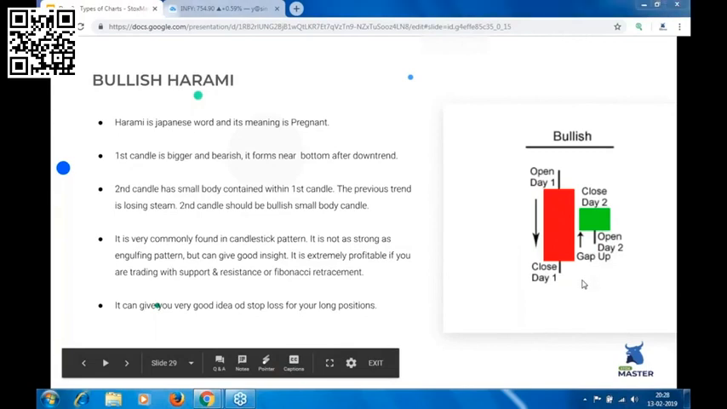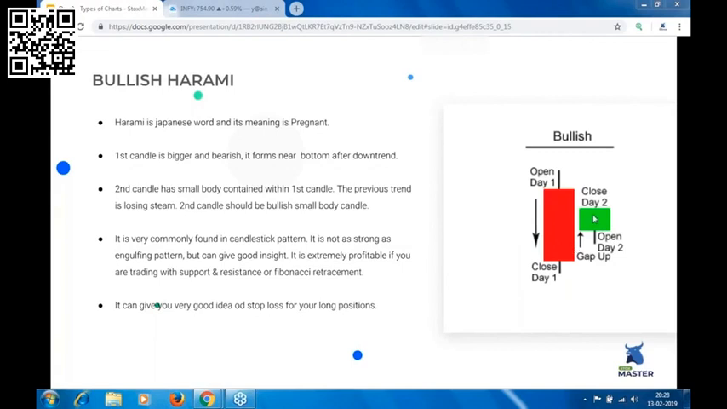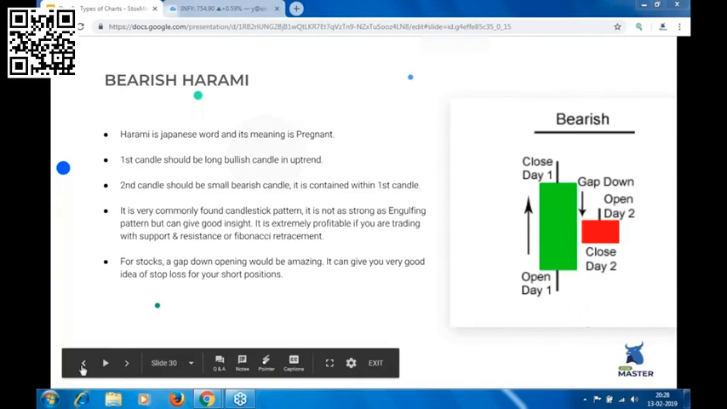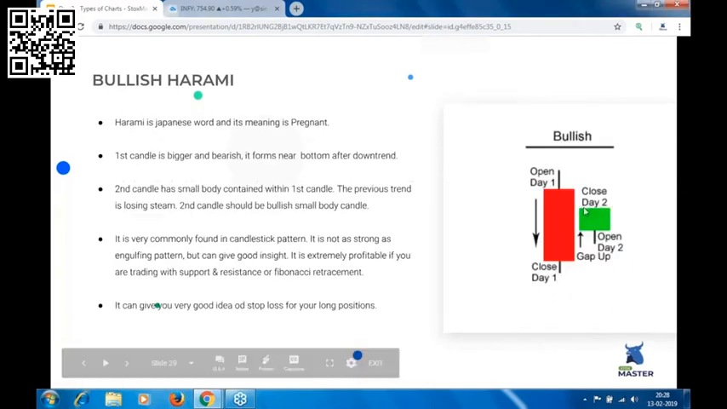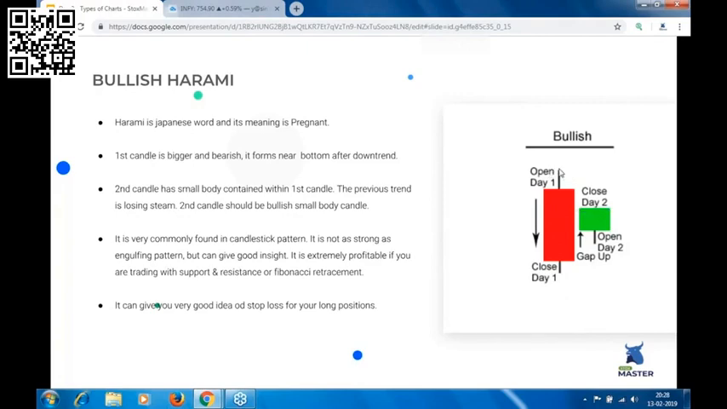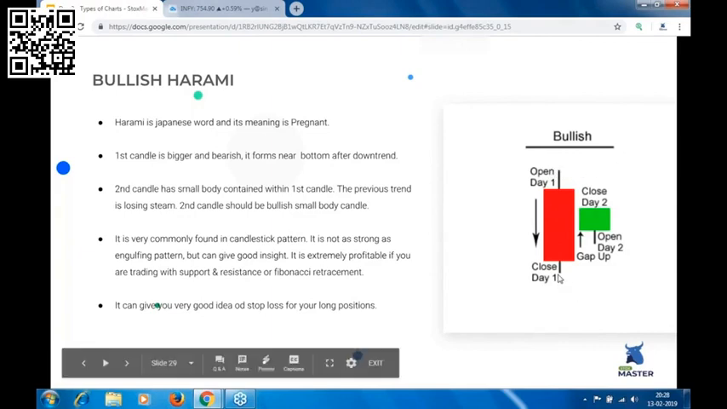Now this is a bullish harami. The first candle is your bearish candle and the second candle is a small candle which is within the body of this candle. As I told you, aggressive traders trade on the breakout of the second candle. But those who are a bit conservative and want to play safe wait for the breakout of this candle. Once the high of this candle is broken, that is the time they enter the trade, and they keep the stop loss below the low of this candle.